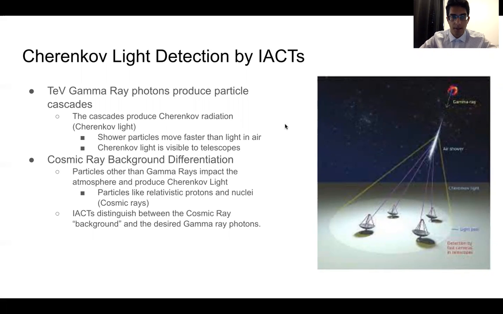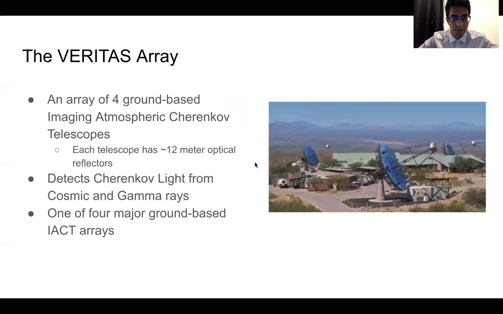However, a problem occurs in that other particles, other than gamma rays, can impact the atmosphere as well and produce Cherenkov light. So particles like relativistic protons and nuclei, which we call cosmic rays, can impact the atmosphere and can confuse us because we can't understand which one is a gamma ray versus which one is just a relativistic proton or nuclei or a cosmic ray. And so imaging atmospheric Cherenkov telescopes have to distinguish between this cosmic ray background and the desired gamma ray photons. And they do that through various software and analysis procedures.